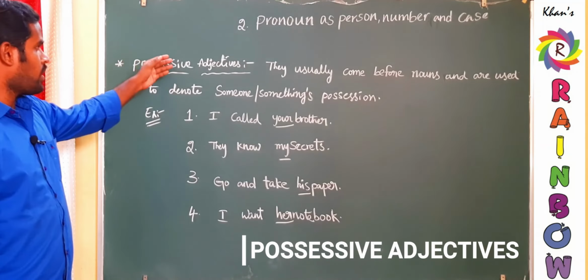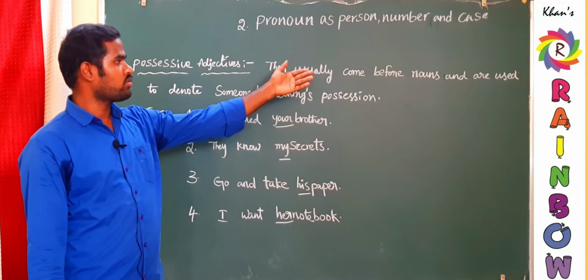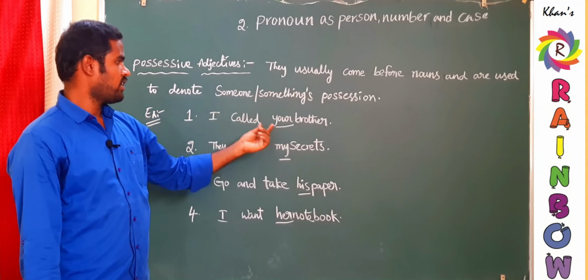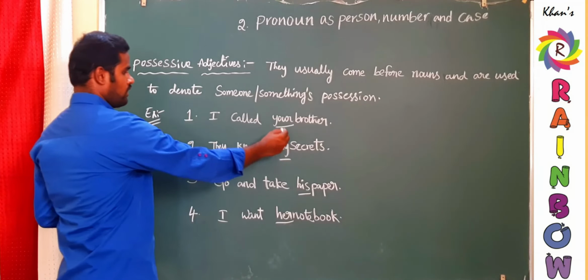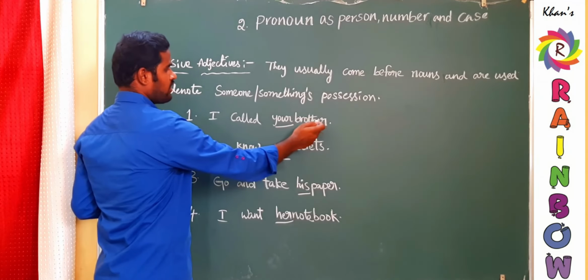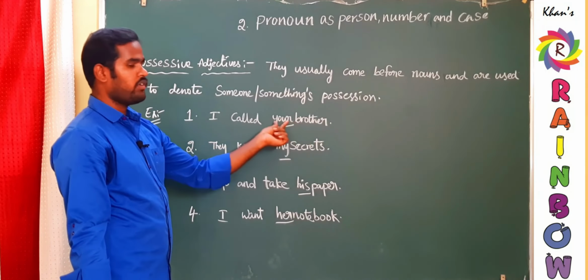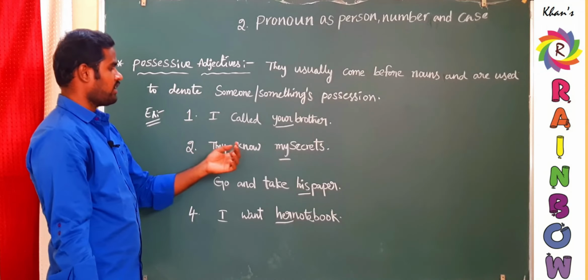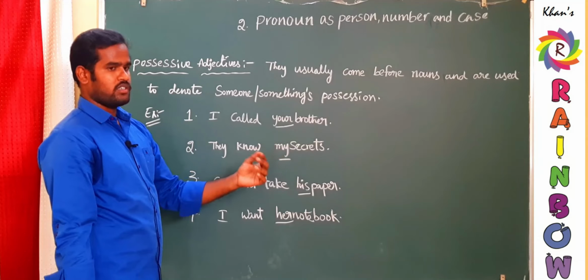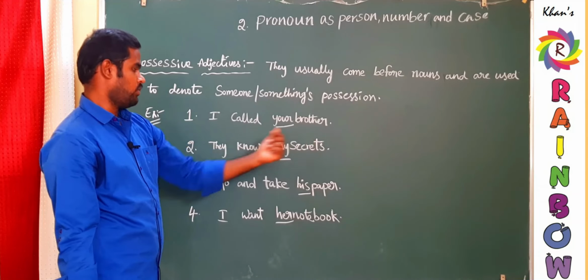Now the second case, possessive adjectives. As we already discussed, possessive pronouns usually come before nouns, and here is the proof. So observe all the underlined words here. I called your brother. Here brother is a noun because it is a person, and the possessive adjective came before the noun. And observe the second one. They know my secrets. Here my is a possessive adjective and secrets is a noun.